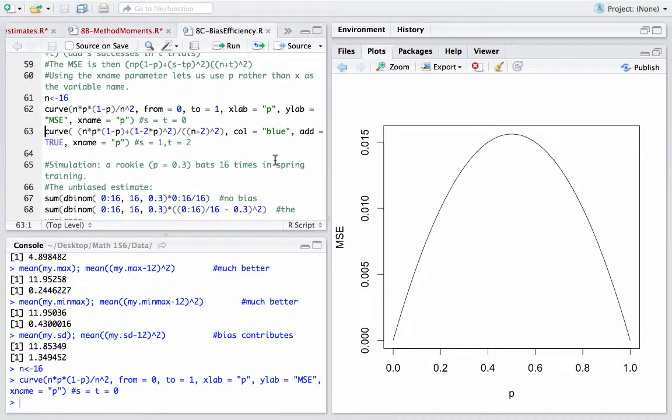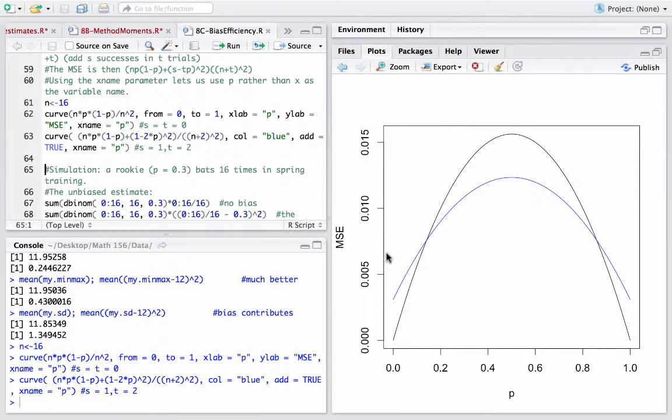Now let's set s equal to 1 and t equal to 2. Now this has the effect of biasing our estimator in favor of 1/2. If our data come out with a p close to 0, adding 1 success in 2 trials will make our p bigger. If we come up with a p greater than 1/2, closer to 1, then adding 1 success but 2 trials will make the whole thing smaller.